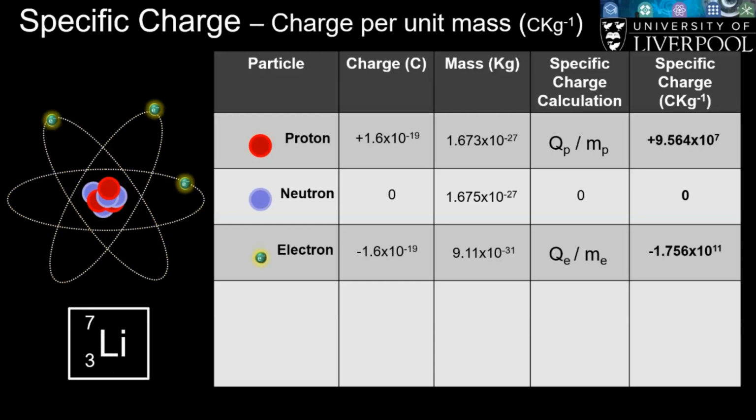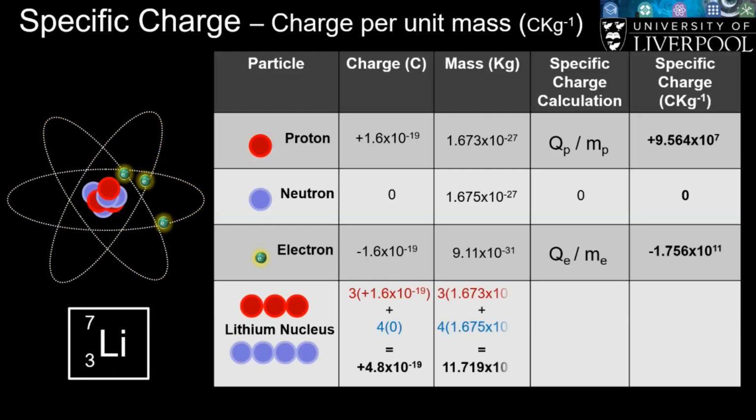If we look at the example of the lithium atom and work out the specific charge of its nucleus, we must consider the charge of all of the protons. So multiply the proton charge by 3 and add this to the charge of any other nucleons in the nucleus. The neutron has no charge, so this doesn't factor in.